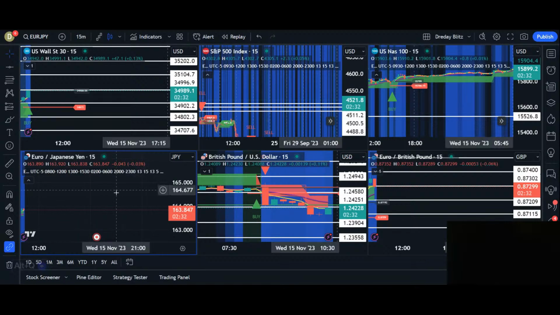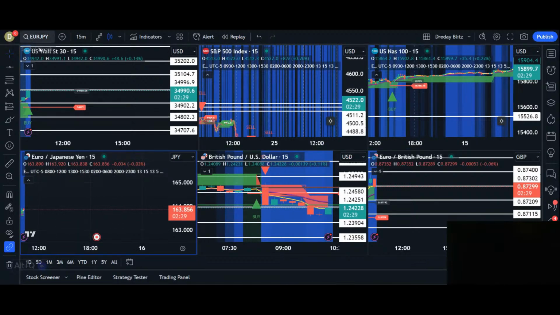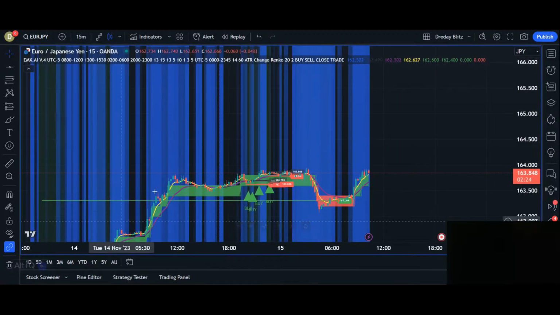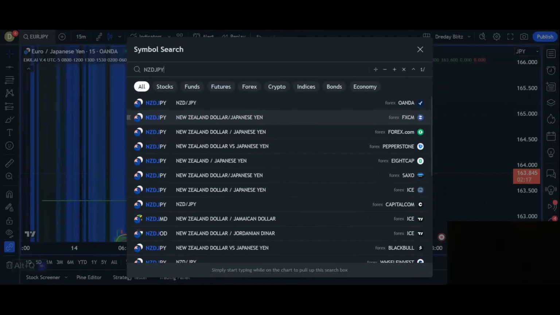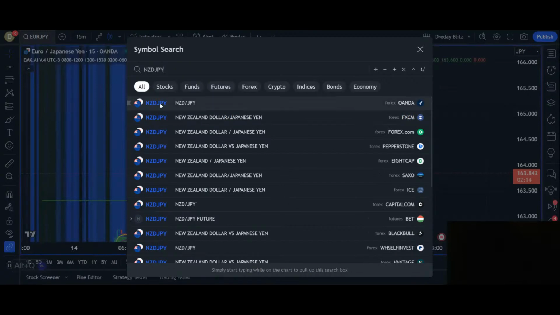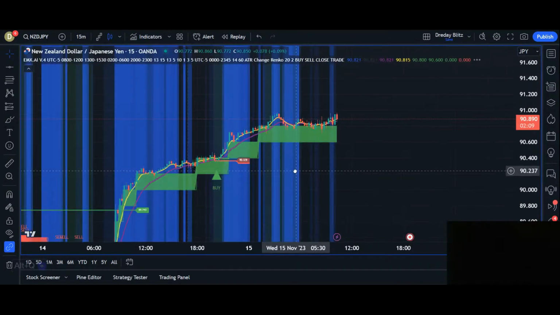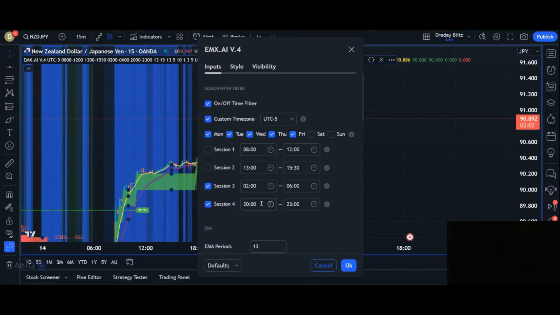and go here. So NZDJPY. Boom. So let's make sure that we have the right settings here. So NZDJPY, it's Asian and London.